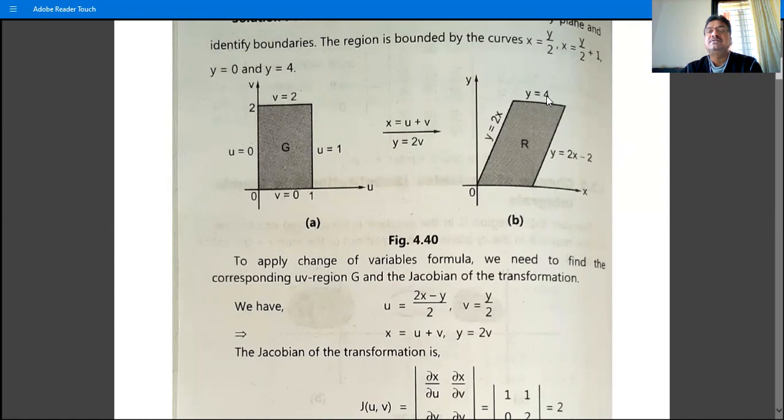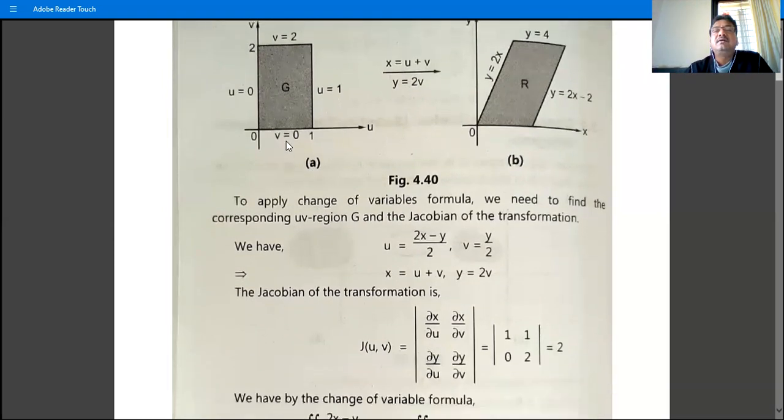Then if you substitute y is equal to 4, that is 2v is equal to 4, means v is equal to 2. So this line is replaced by this line, v is equal to 2. Then substitute y as 2v and x as u plus v, we get the answer u is equal to 1. So this is the u is equal to 1 line. And this is y is equal to 0, so if you substitute y is equal to 0, then v is 0. So this region is converted to this region. From this figure, we draw this figure.